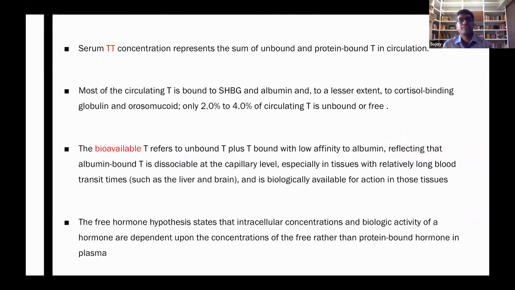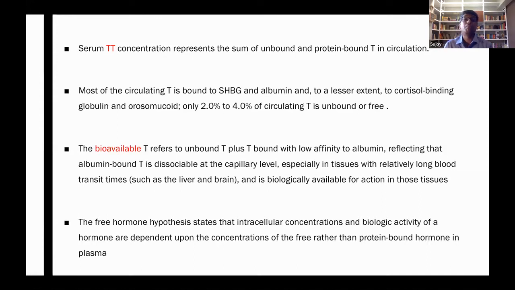So again, if you look at that, what do we talk about when we say total testosterone? When we say total testosterone, we are trying to talk about the unbound or the free testosterone and the protein-bound testosterone, both clubbed together. And what does testosterone normally bind to? The most important two fractions that it binds to are SHBG and albumin, and to a very small extent, it also binds to cortisol binding globulin and orosomucoid.